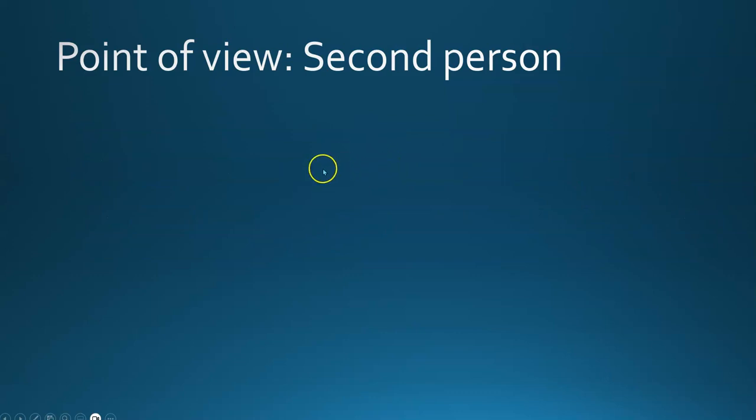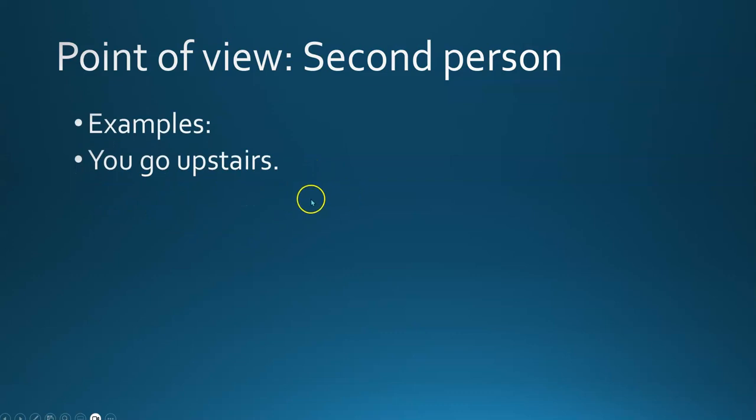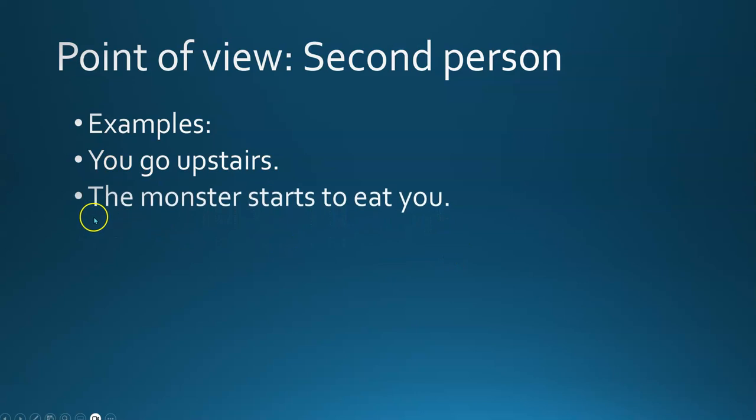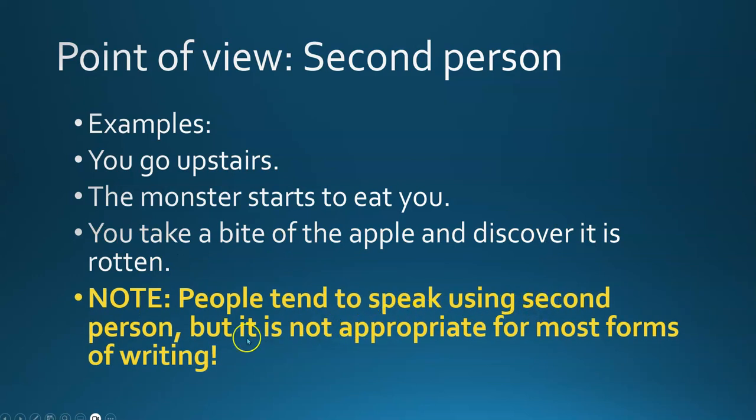Let's look at some examples of this. You go upstairs. Not I go upstairs, not Jane goes upstairs. You go upstairs. The monster starts to eat you. Oh, that's unfortunate. There's the you. Not the monster starts to eat me, not the monster starts to eat Jane. It's you. You take a bite of the apple and discover it is rotten. Again, there's the you. Now, note, people tend to use second person when we speak, but it's usually not appropriate to use in most forms of writing.